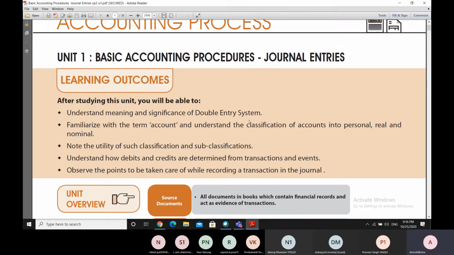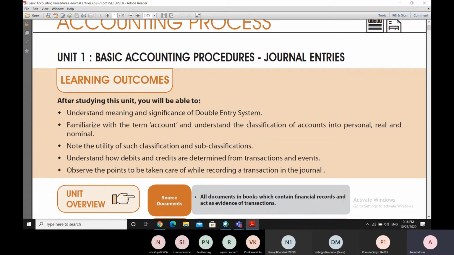We will also understand how debits and credits are determined from transactions and events, because as you know, what we record in the books of accounts are the transactions or the events. But while recording, we have to assign debit or credit to a transaction or to an element of a transaction or an event.